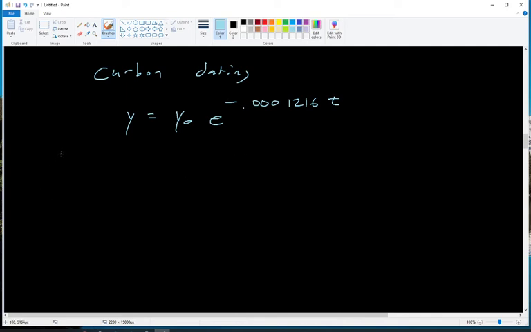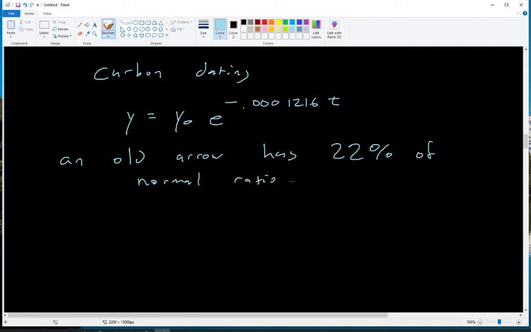So here's our carbon dating equation, and let's say an old arrow, made out of wood. We're going to figure out how old is the tree that the arrow was made out of. So let's say an old arrow has 22% of the normal ratio of carbon-14 to carbon-12. And we want to know how old is it. This one is going to be a little weird.